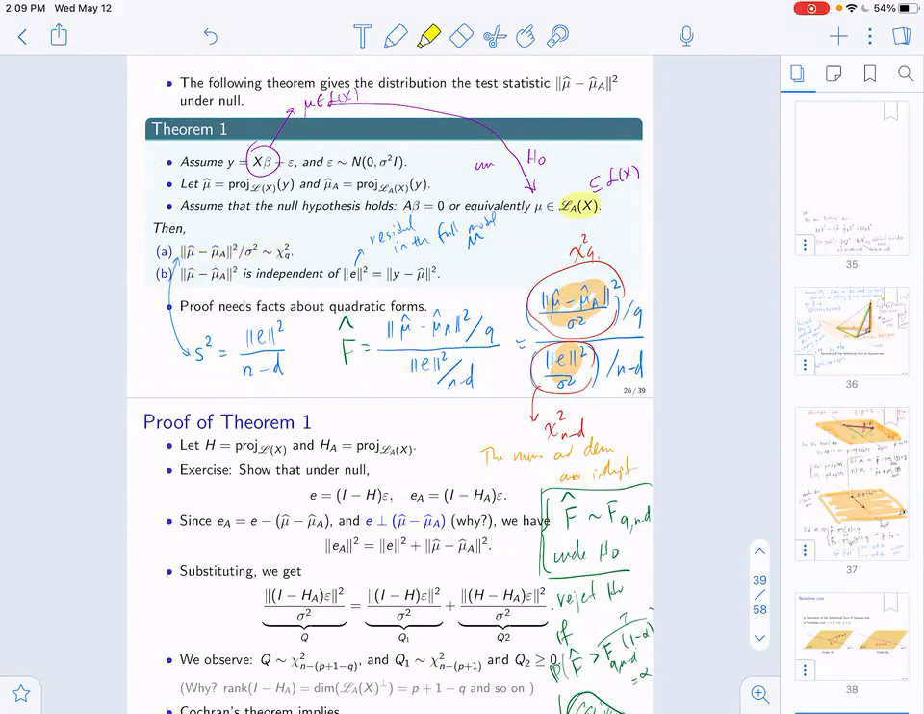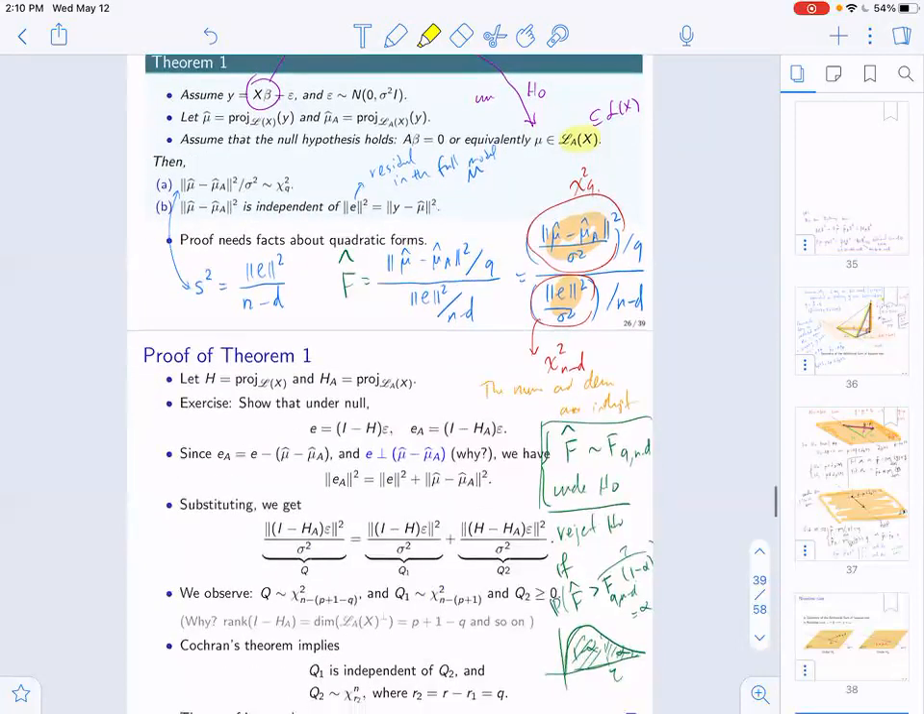I'm not going to go into details again. We talked about this a couple of times, which is just the ratio of the size of this vector squared divided by Q, and then the size of the residual in the original model divided by its degrees of freedom. Both of these, if you divide by sigma squared, have chi squared distributions with the corresponding degrees of freedom. And so we divide them, and they're independent by the second half of this theorem. And so the result is an F statistic.